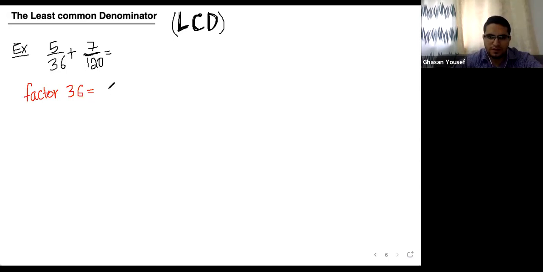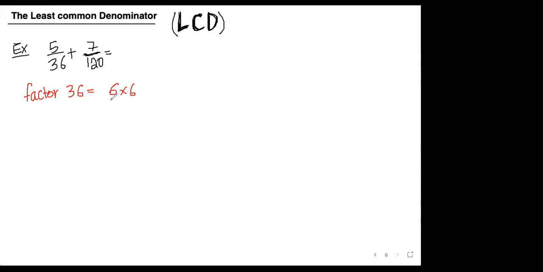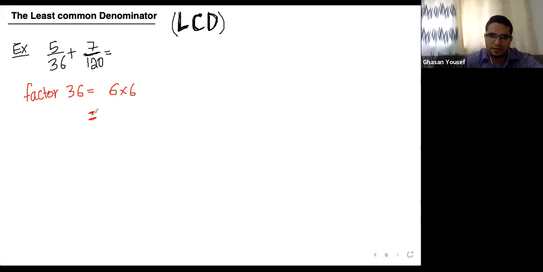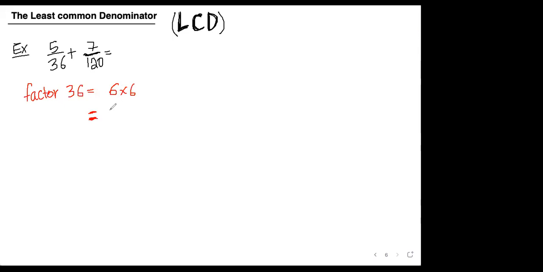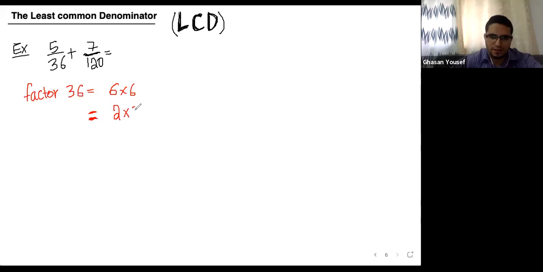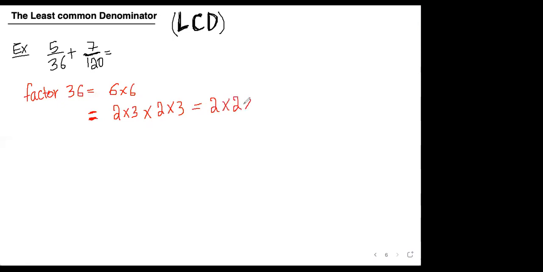6 times 6. 12 times 6? Ahmed said 12 times 6. This is not correct. 12 times 3, yes, this is correct. So I'm going to use 6 times 6. Now we have to factor 6 again, because when we factor, we have to get the smallest numbers. What is the factor of 6? 3 times 2, yes. So I get 2 times 3, and the same for the other 6: 2 times 3. Now we have to order it by the smallest number. So I get 2 times 2 times 3 times 3.